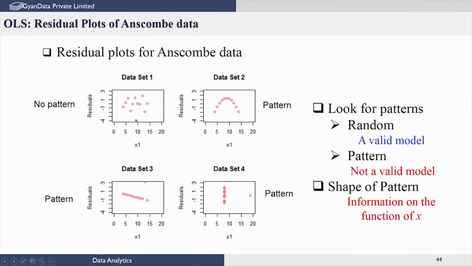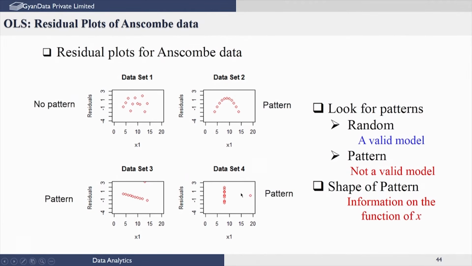The first data set, if you look at it, exhibits no pattern. The residuals seem to be randomly distributed, in this case between -3 and +3, whereas for the second data set there is a distinct pattern. The residuals look like a quadratic, like a parabola, and therefore there exists a pattern in data set 2. For the third data set, basically you can say that there is no pattern except that it is more or less linear or constant. There seems to be a small bias because of the slope left in the residuals.